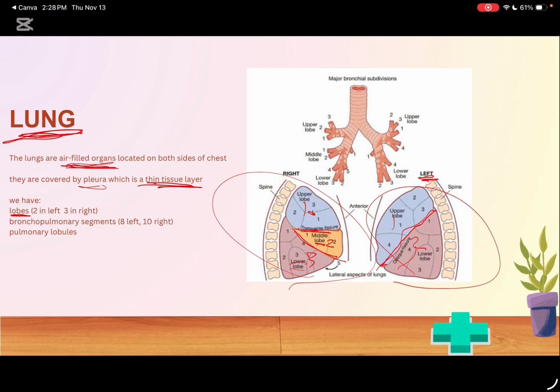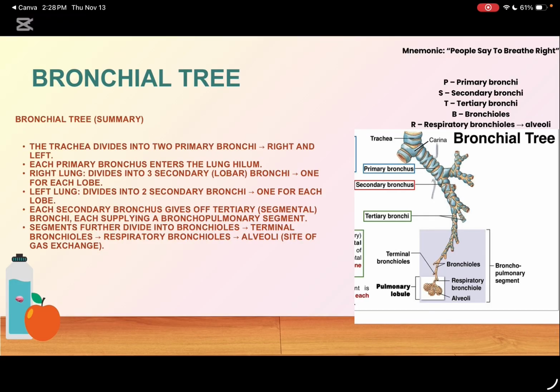We also have bronchopulmonary segments. We have 8 on the left and 10 on the right. I know there's a lot of opinions on this, but just stick with what I tell you, and you'll be fine. And we also have pulmonary lobules. Anyways, the bronchial tree in a nutshell, because it's a very heavy concept in the lecture.